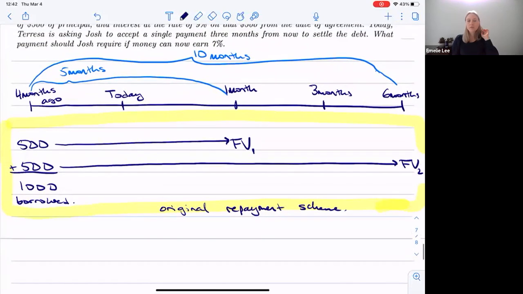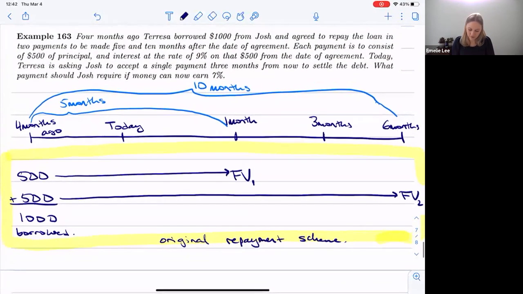Okay. Now, then she changes her mind. Okay, but there's some information on here that we need to kind of jot down before we move on to the new repayment scheme.